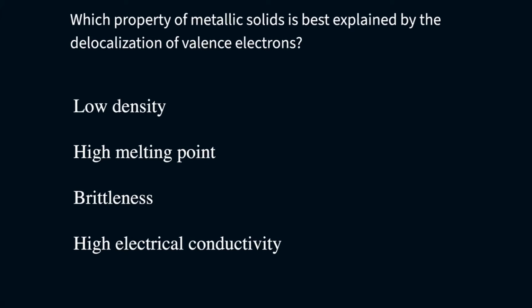Which property of metallic solids is best explained by the delocalization of valence electrons? Okay, so we are now in the world of metallic solids. So we basically have a solid block of a metal.